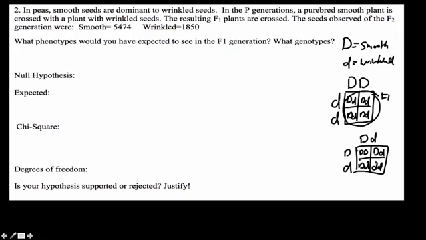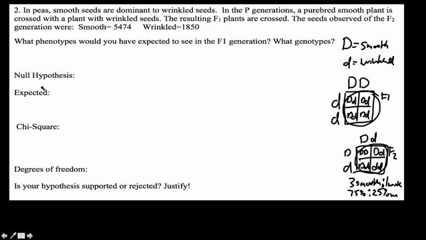Now that we have this information, if we're talking about phenotypes, it's 3 smooth to 1 wrinkled. So that's our ratio here, like a colon. So 3 smooth to 1 wrinkled, or basically 75% smooth to 25% wrinkled. Knowing this is our F2 generation, because we took the F1s to make these, now we could do our Punnett squares.